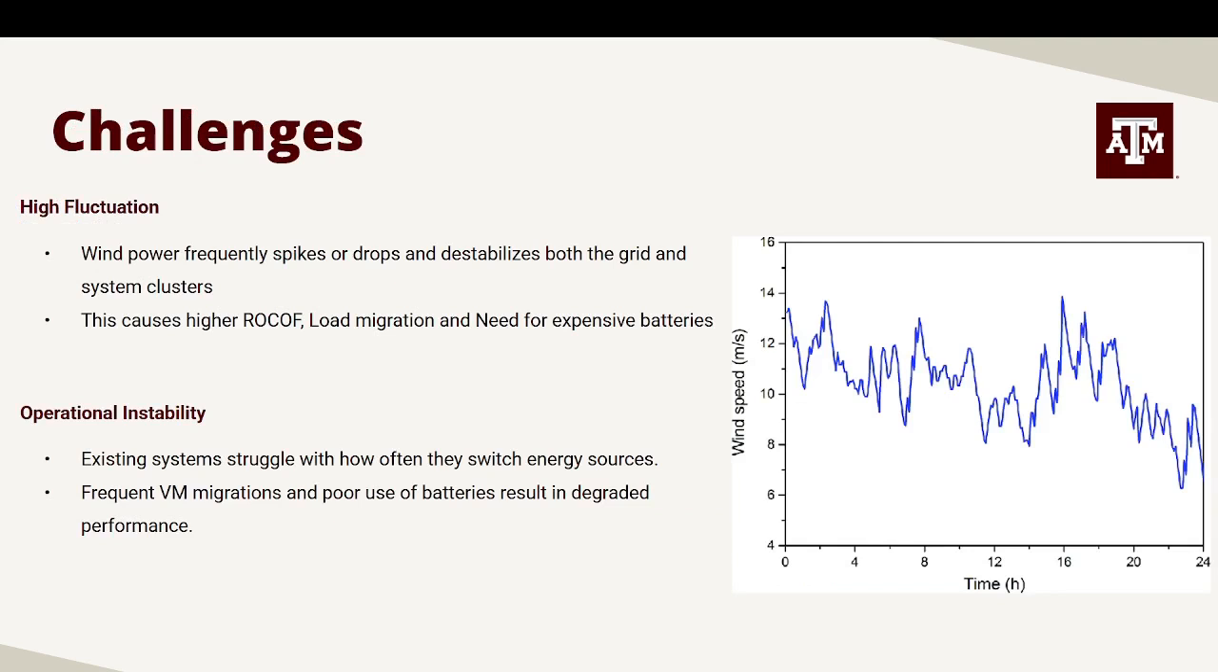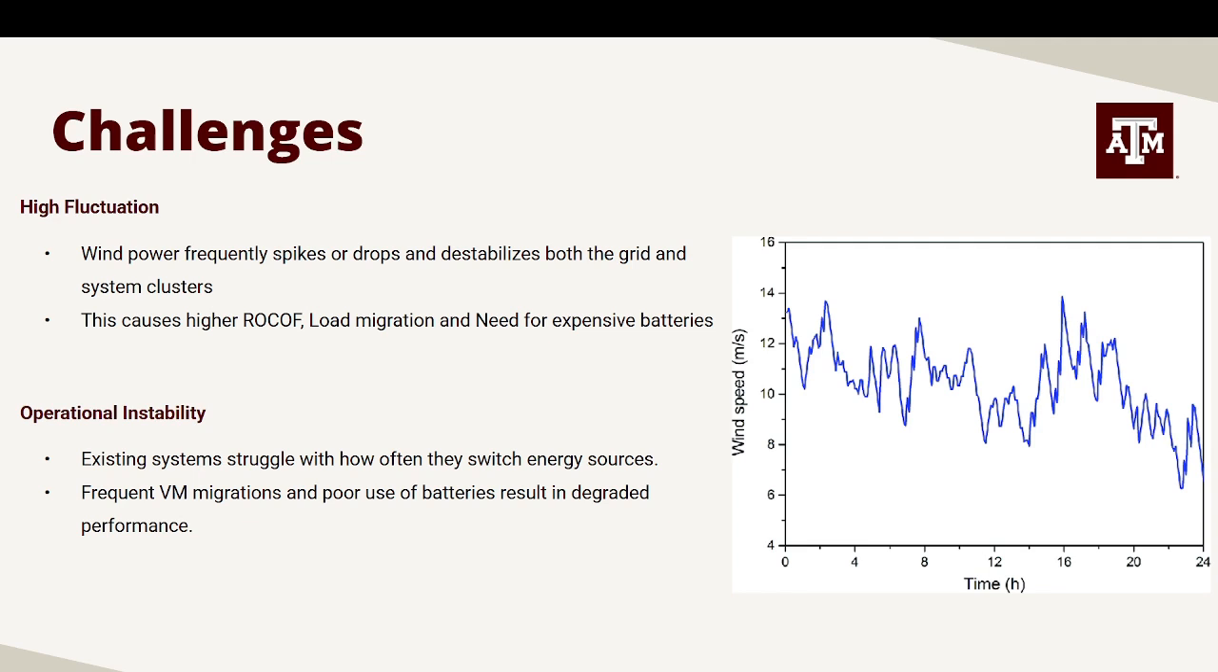A few challenges mentioned were high fluctuation. It is naturally expected that wind power frequently spikes or drops. This instability affects the grid and internal clusters. It increases the ROCOF, or the rate of change of frequency, and forces frequent load migrations. It requires large, costly battery systems to smooth the energy supply. The graph here shows wind speed data over a 24-hour period, and notice how the wind speed is highly variable with constant peaks and dips, almost similar to a price graph.